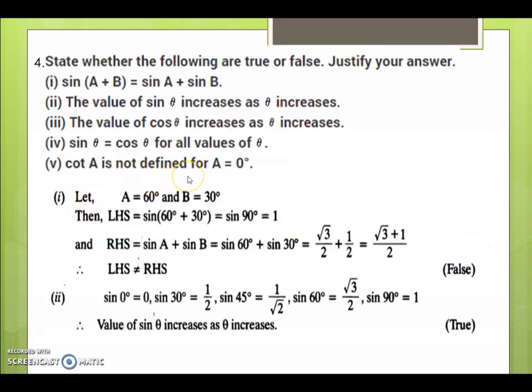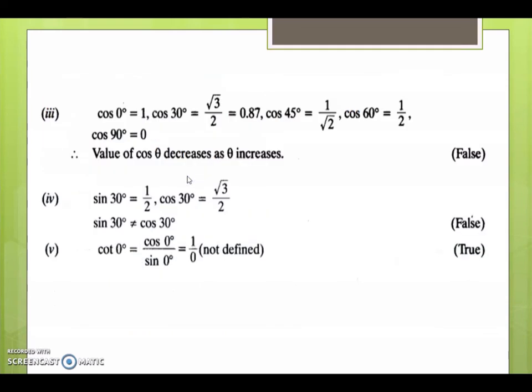Sin theta is equal to cos theta for all values of theta. It is not correct. We know from the trigonometric table, if I take any one example, sin 30 is half and cos 30 is root 3 by 2. So clearly they are not equal. Only in case of 45 degree, they will be equal to 1 by root 2 each. For all others, they are not equal.